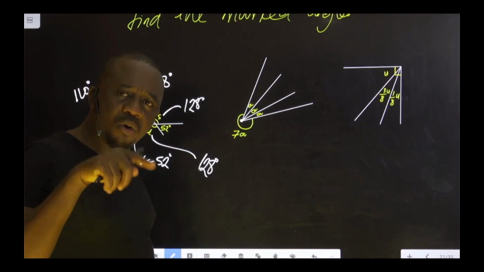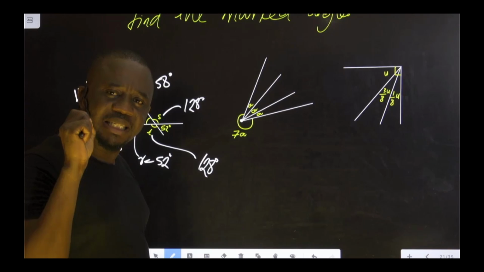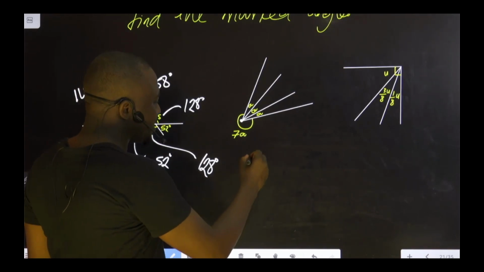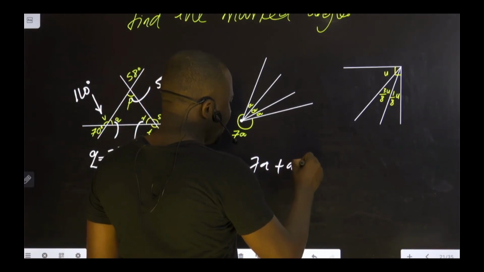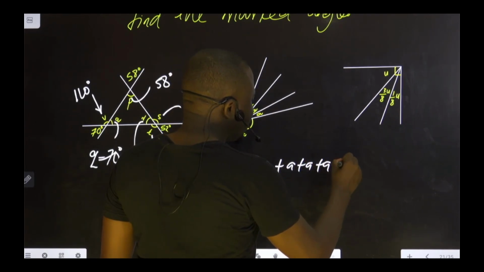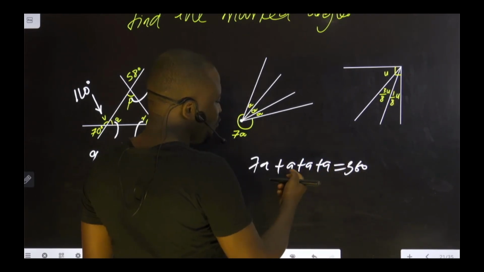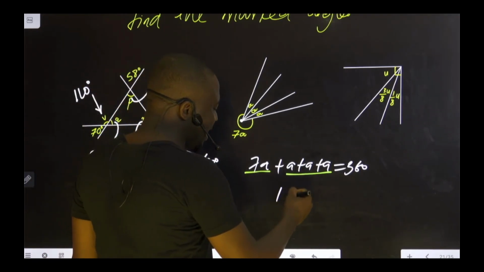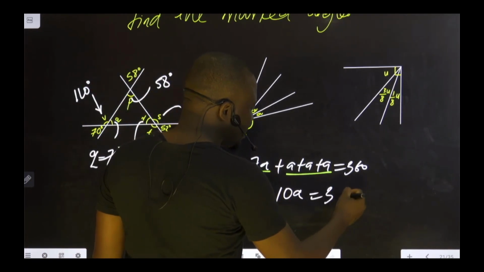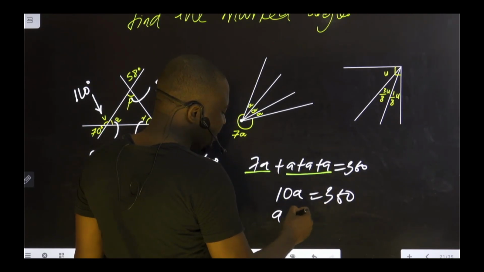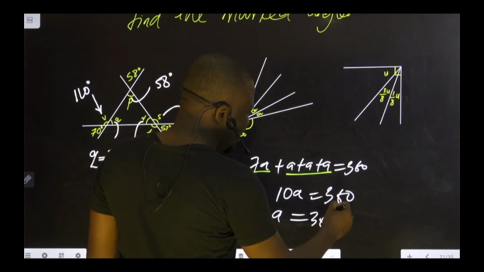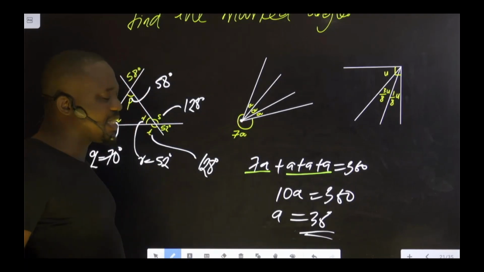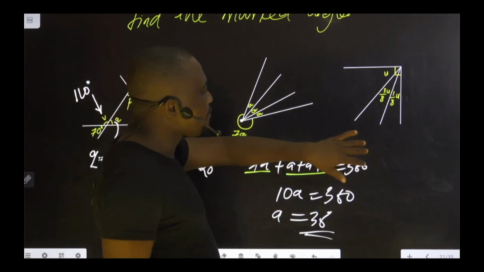Let's come to this place. The sum of angles at a point is 360 degrees. So therefore, 7A plus A plus A plus A is equal to 360 degrees. If you have this one now, that is 3A plus this, that is 10A, equals 360 degrees. If you divide both sides by 10, you're going to have 36 degrees. So A therefore is 36 degrees.